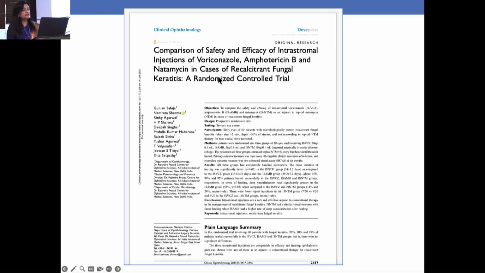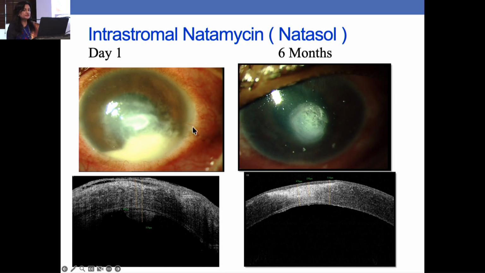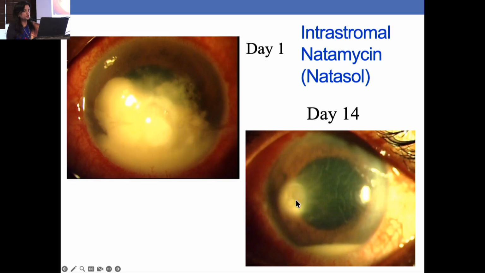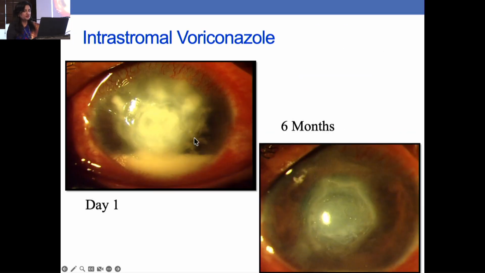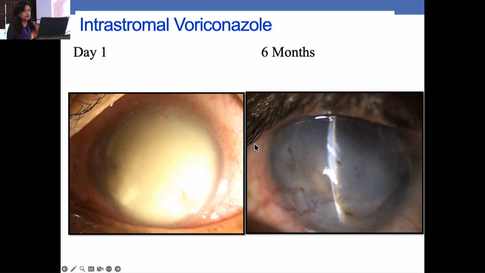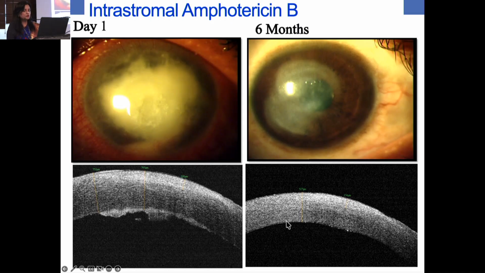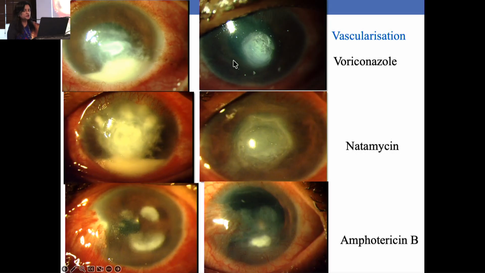Then we also compared the intrastromal injections of these drugs, which were amphotericin B, Netasol, and voriconazole. And again, we found Netasol was the best, followed by voriconazole, followed by amphotericin B. So these are some of the results of intrastromal Netasol where the ulcers have healed. Large ulcer which responded to intrastromal Netasol, another one which responded to intrastromal voriconazole, and this is a very huge ulcer responded to intrastromal voriconazole, now awaiting penetrating keratoplasty. Some of the posterior abscesses responded again to intrastromal injections, and this is just to show the comparison.